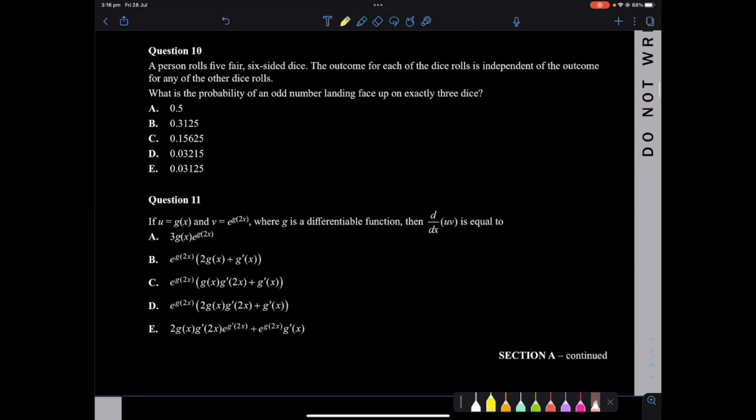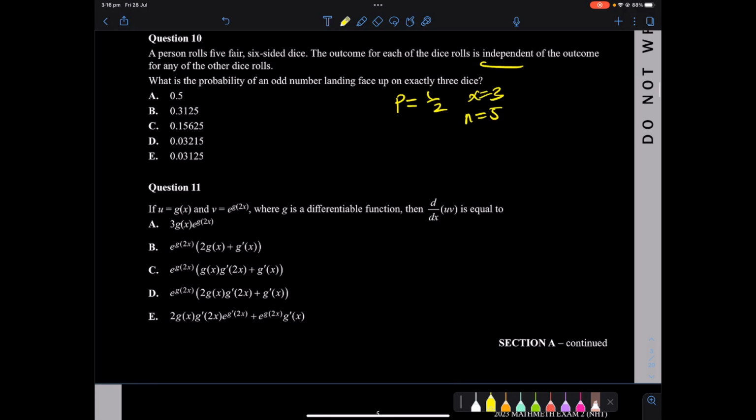Question 10. A person rolls 5 fair 6-sided dice. The outcome for each of the dice rolls is independent of the outcome of any other dice. So it's independent, so we're using binomial. What is the probability that the number is odd? We know that the probability of getting an odd number is half. We want the x value to be 3, and n is equal to 5 because he rolls them 5 times. We want 3 times where they're odd.